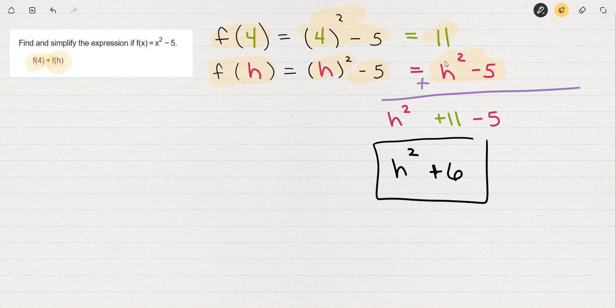When I combine those, I get h squared, and then I get plus 11 minus 5, or combine the 11 and the negative 5 to get the plus 6. So we get h squared plus 6. And that's it. I hope that this short video has helped you.